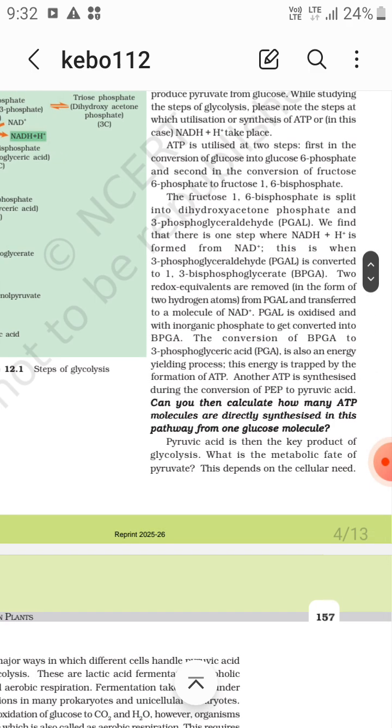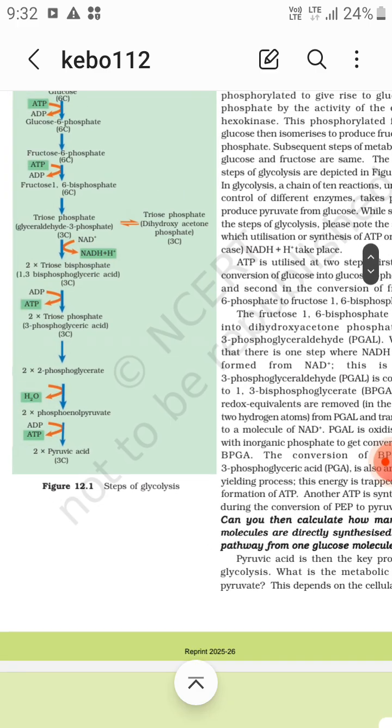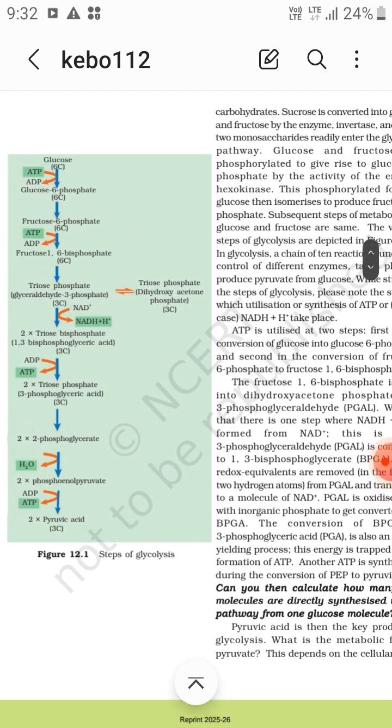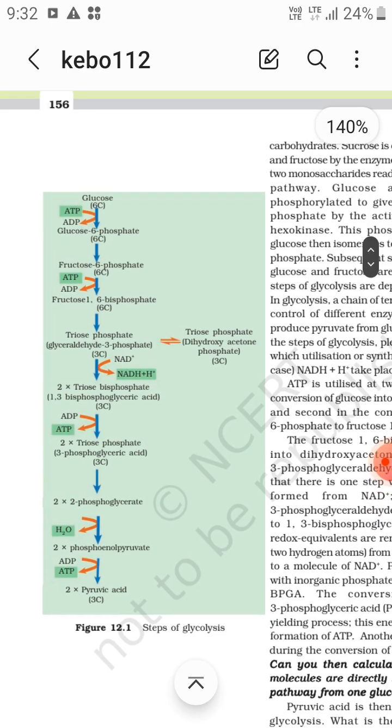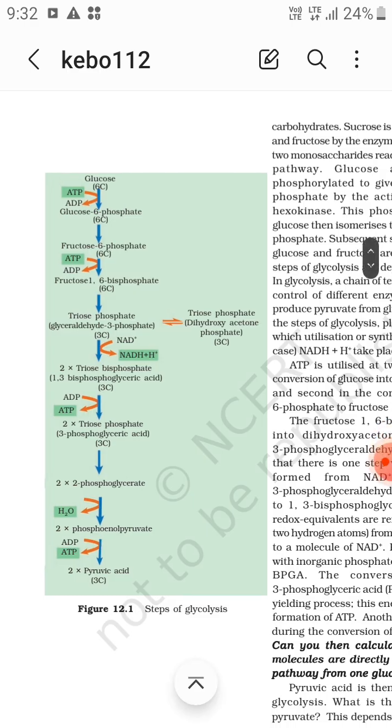Now can you calculate how many ATP molecules are directly synthesized in this pathway from one glucose molecule? It's 4 ATPs that are directly synthesized, because we are talking about 2 molecules. First, glucose to glucose 6-phosphate, then glucose 6-phosphate to fructose 6-phosphate, that isomerizes. Then fructose 6-phosphate to fructose 1,6-bisphosphate, another ATP is utilized.